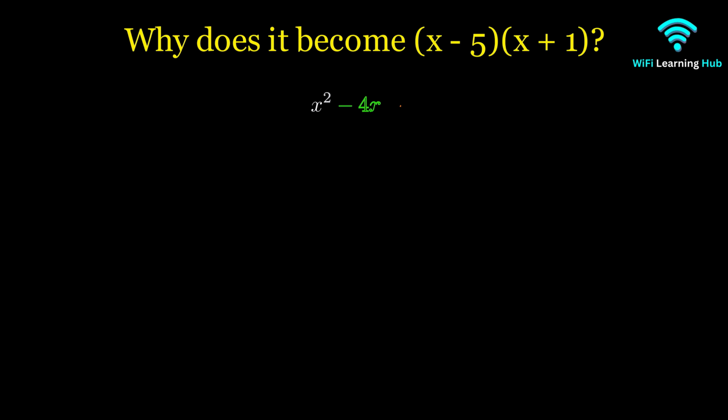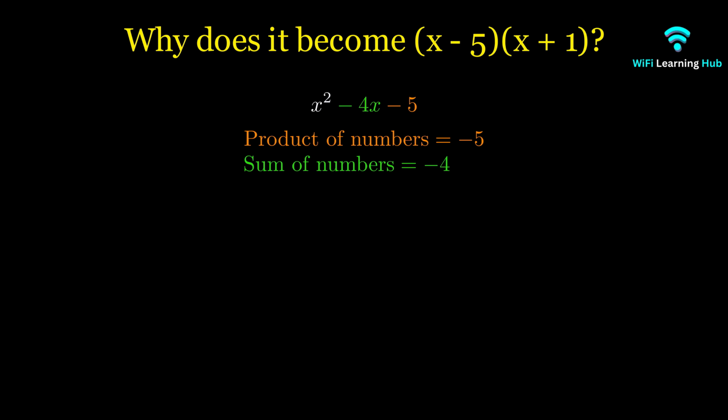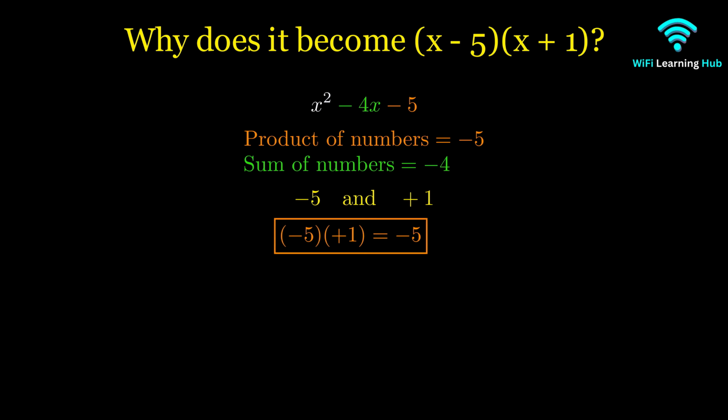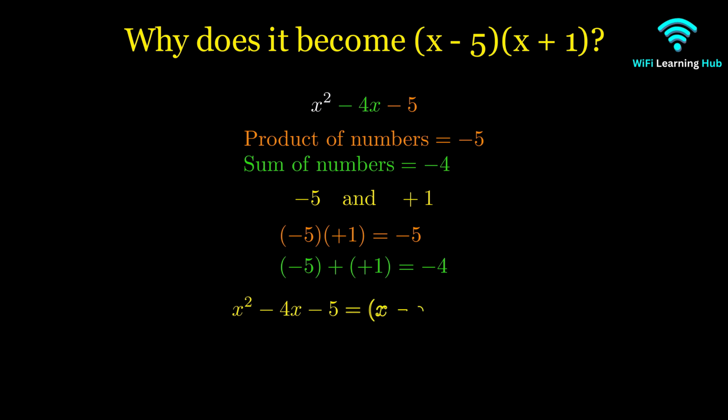Now let us understand how x squared minus 4x minus 5 is factorized. For factorization, we look at the constant term negative 5 and the middle term negative 4x. We need two numbers whose product is negative 5 and whose sum is negative 4. The numbers are negative 5 and positive 1. Negative 5 multiplied by positive 1 gives negative 5. Negative 5 plus positive 1 gives negative 4. Therefore, x squared minus 4x minus 5 is equal to (x minus 5) multiplied by (x plus 1).